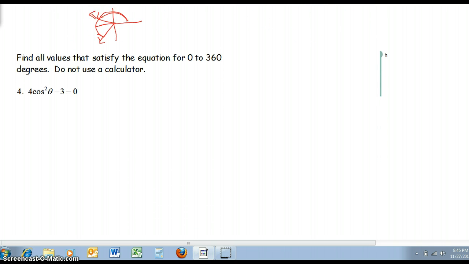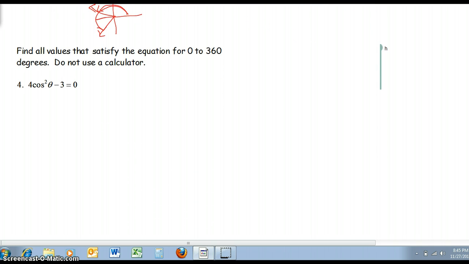Now this time we're going to do this without a calculator. So notice that the next direction says find all the values that satisfy the equation for 0 to 360 degrees. Do not use a calculator. So it's still the first step to start with. I'm going to go ahead and solve. So I'm going to get the trig function by itself. So I'm going to add 3 to both sides.